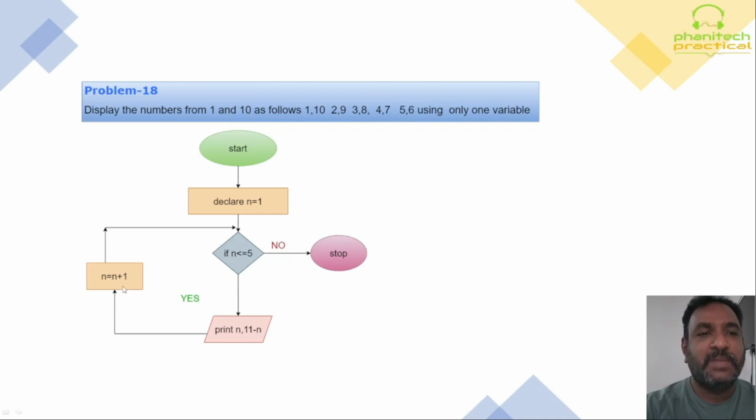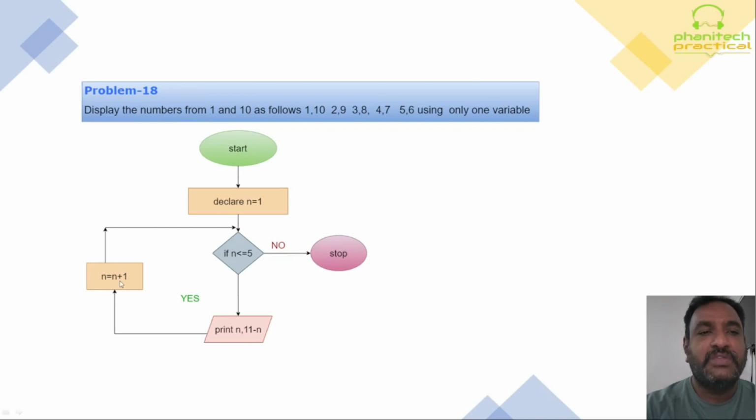Then n is incremented. n becomes 1 plus 1, it becomes 2. 2 is less than or equal to 5, the condition is true. 2 is displayed, and 11 minus 2, 9 is displayed. The next one is 2 plus 1, 3. 3 is less than or equal to 5, so print n, 11 minus n. 11 minus 3 is 8. 3 comma 8 is displayed.